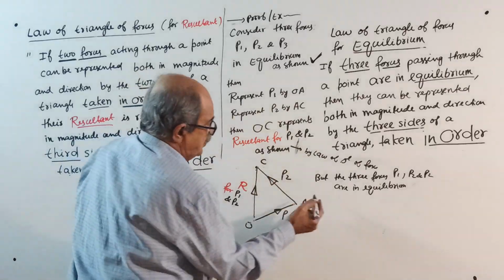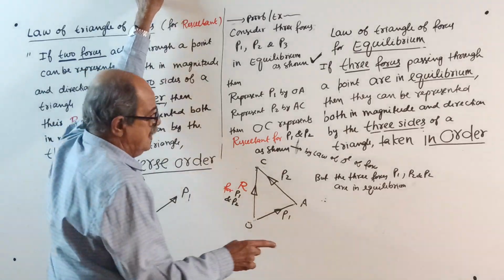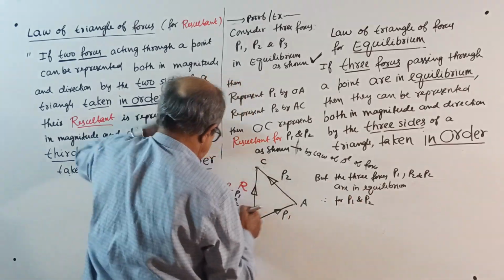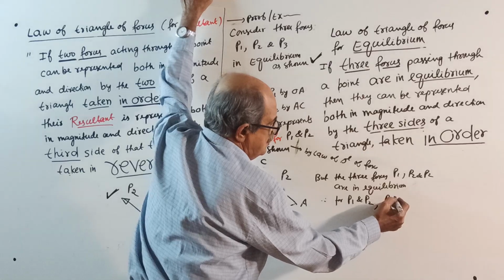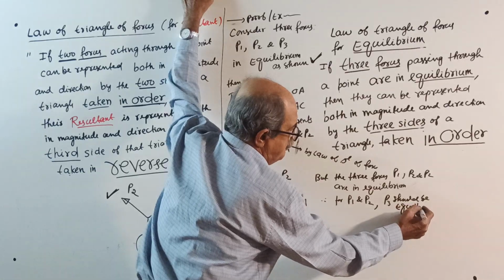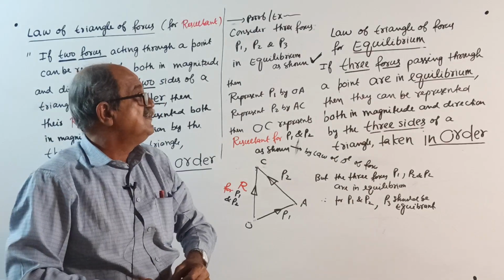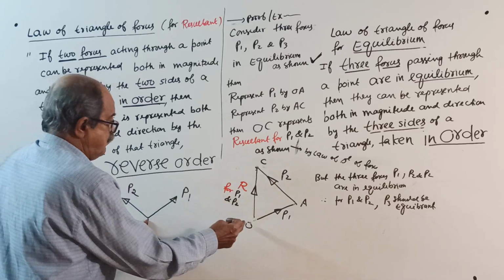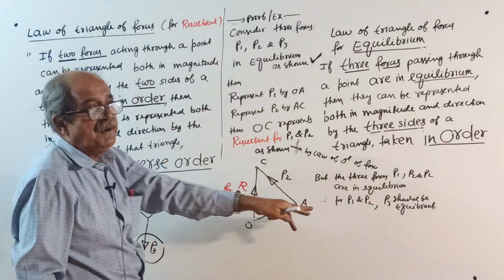Therefore, you should write here: P1, P2 and P3 are in equilibrium means that for P1 and P2, P3 should be equivalent. I already told you, equivalent is that force which is in such a way that it will reduce the system to equilibrium. So, for P1 and P2, the resultant will go this way. So, P3 should be equivalent.